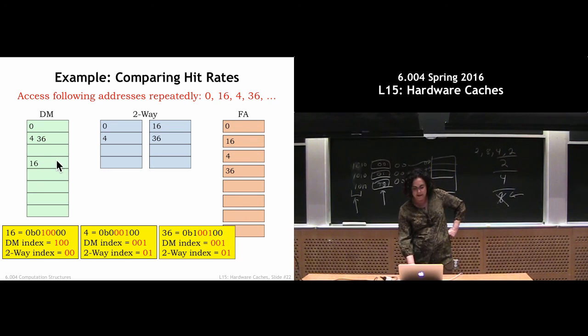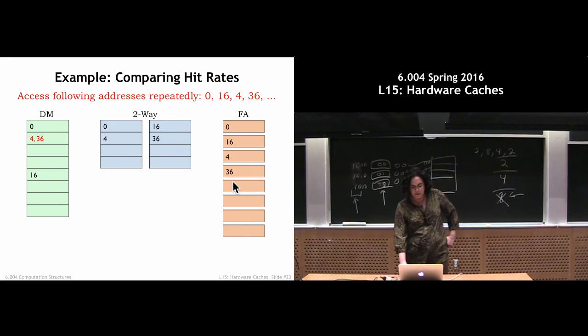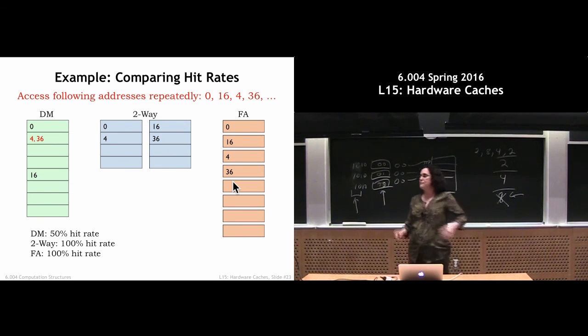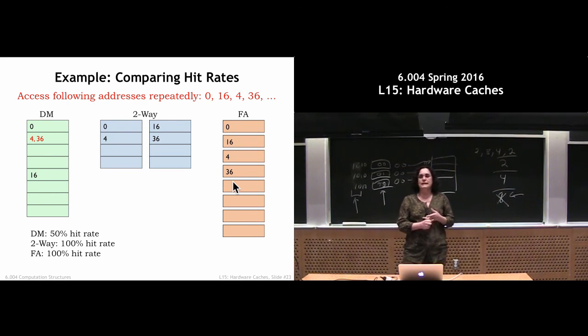It means that in my direct map, I'm going to have a conflict because both the 4 and the 36 map to the same location in my cache. In my two-way set associative, though, I don't have this conflict because I have 2 possible locations that they can go to. And in my fully associative, I also don't have any problems because I can put it anywhere. So as a result, what do we have as far as hit rates are concerned? In our direct mapped cache, we have a 50% hit rate for this particular example. And in our two-way and fully associative caches, we have a 100% hit rate.